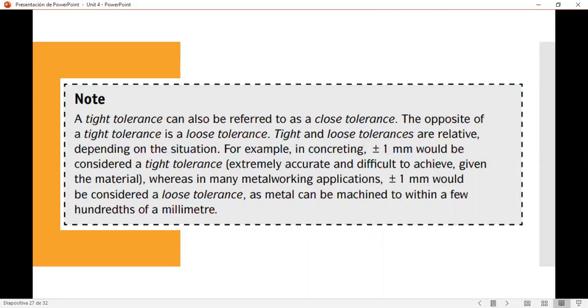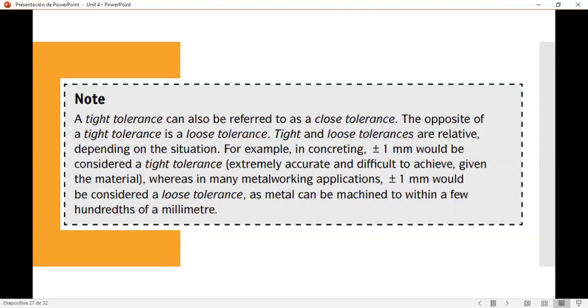If we talk of concreting, like in civil engineering, the 1 millimeter tolerance would be known as a tight tolerance because it's extremely accurate, at least when we build skyscrapers, houses, buildings, and stuff like that. In concreting, the 1 millimeter is a tight tolerance. But when we talk about metalworking, the 1 millimeter is considered a loose tolerance because metal can be machined to within a few hundredths of a millimeter. That means it's a little bit easier to manipulate the metal than the concrete.